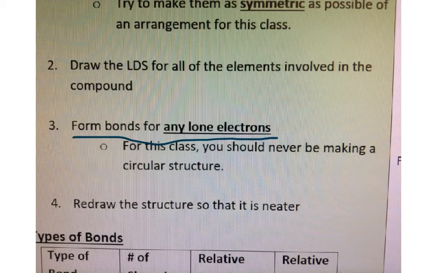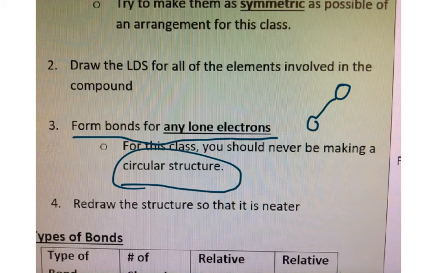For this class, you should never try to make a circular structure. So something where, let's say one atom is attached to another atom, which is attached to another atom, which is then attached to the first atom. This is going to be a no-go. All right, and then you're going to try to redraw the structure so that it's a little bit neater than what you originally started with.